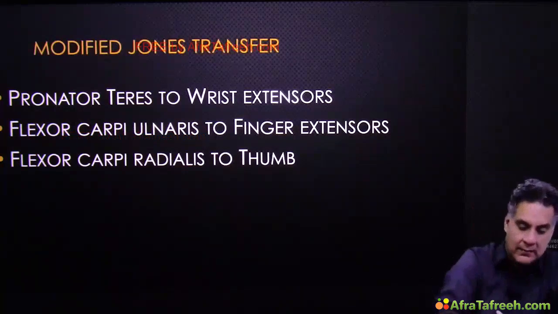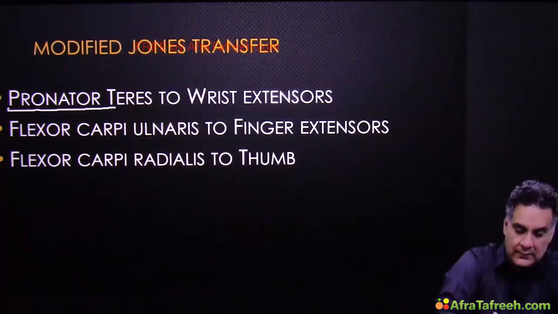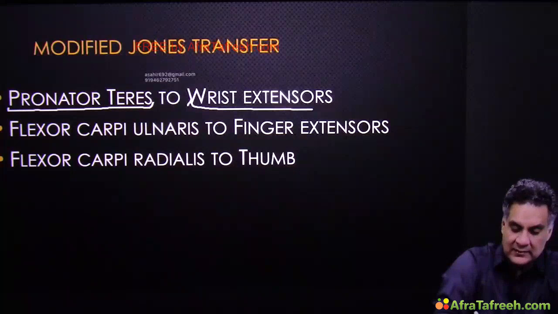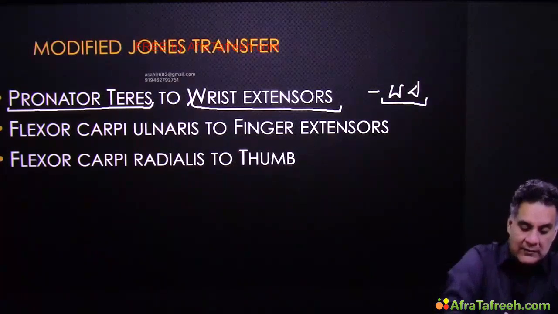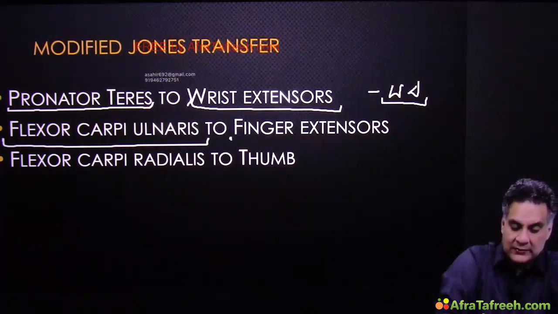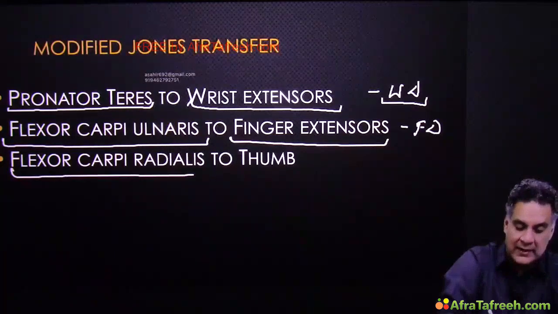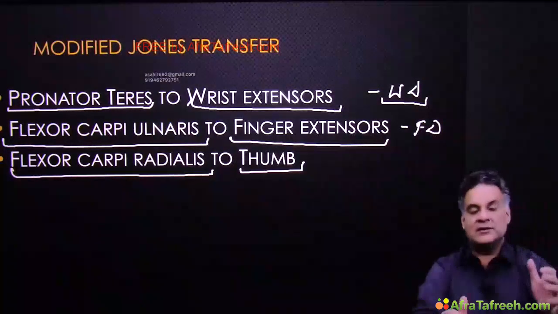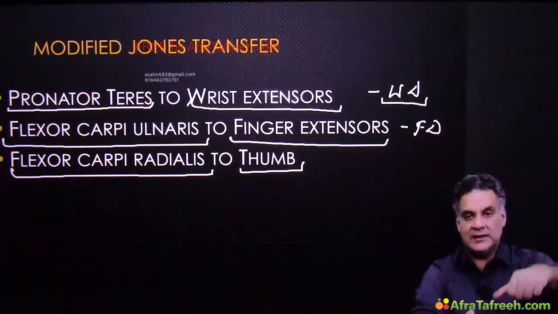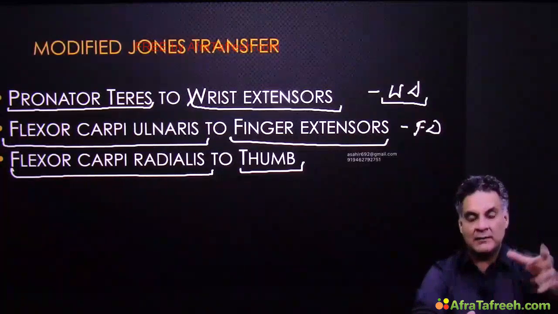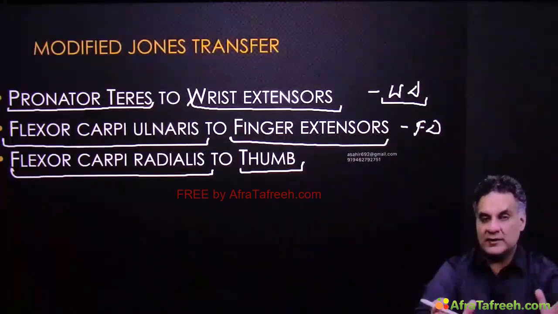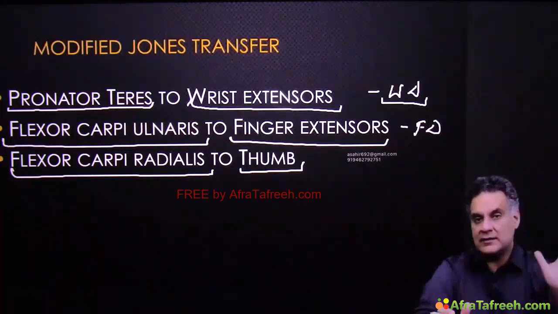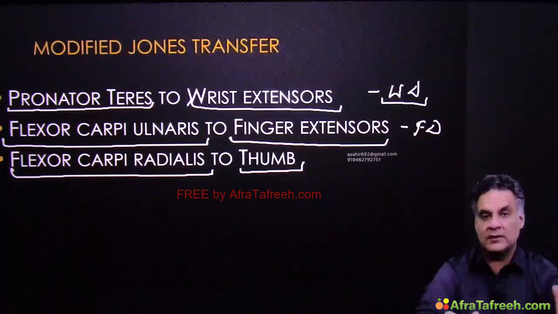talks about pronator teres transferred to the wrist extensors. So we are trying to handle the wrist drop. Flexor carpi ulnaris transferred to the finger extensors. We are trying to take care of the finger drop. And flexor carpi radialis transferred to the thumb because the thumb movement needs to come back. So we are taking care of wrist drop, finger drop and the thumb, the three important things that radial nerve controls. We are not worried about the sensory supply because radial nerve is a predominant motor nerve.